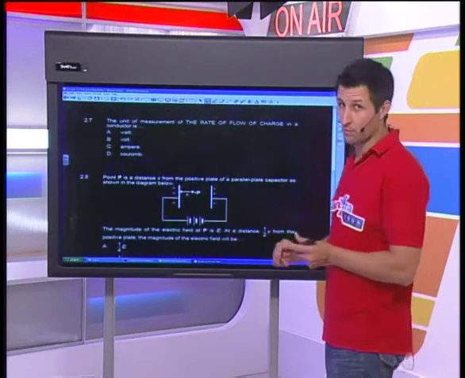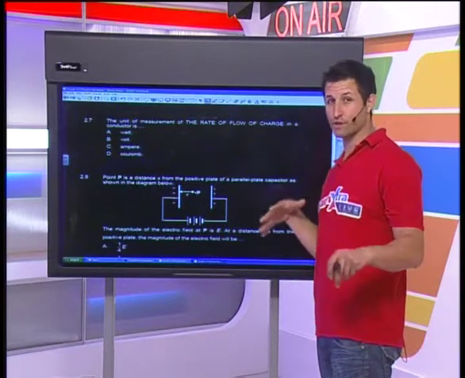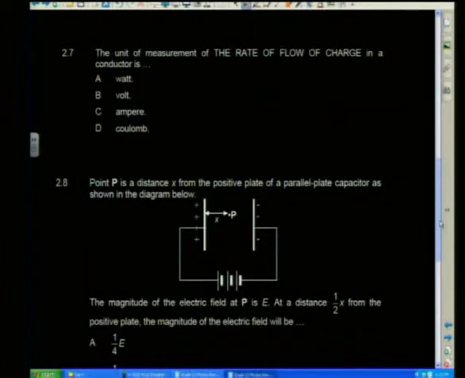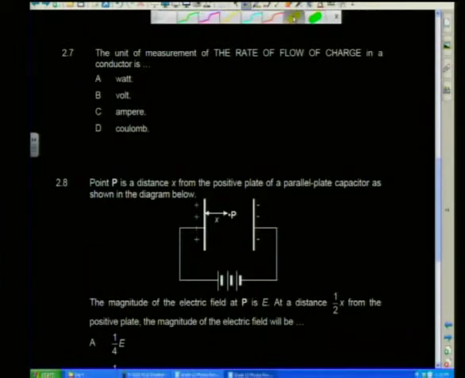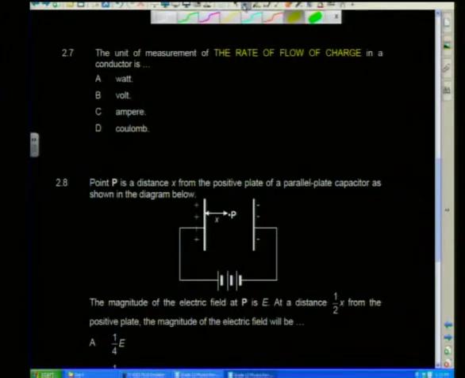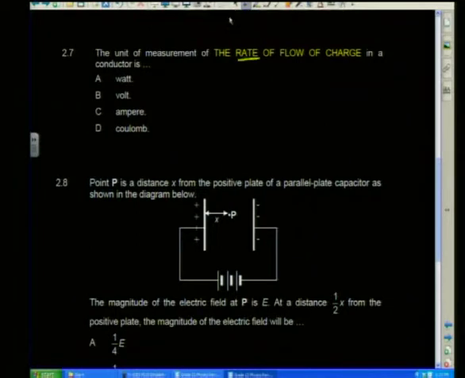A little bit of a definition one. 2.7. So if you're following with us, I'm hoping that you're checking answers, seeing how you're going. The unit of measurement of, okay, now let's just make sure that we're talking about the same thing. The rate of flow of charge. Well, I'm not entirely sure about this. Let's make a formula out of it. If we don't know about it, let's try and predict what it is. Rate of flow. If I'm looking for rate, I'm going to divide it by delta T. Flow of charge. Charge is represented by Q.